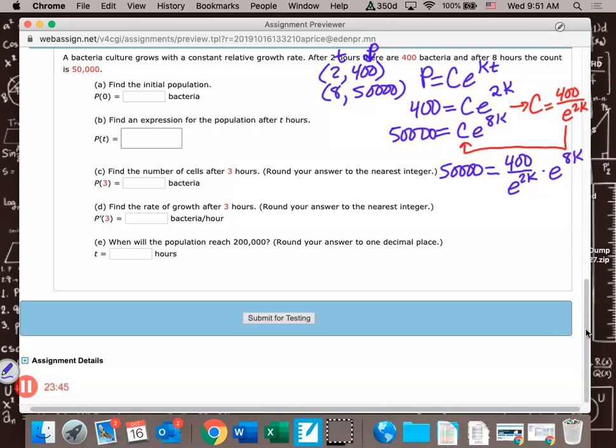All right. What's e to the 8k over e to the 2k? E to the 6k, right? So I get 50,000 equals 400 e to the 6k. What do I have to do next? Divide by 400. Don't start ln'ing just because you see an e somewhere. You've got to have the e by itself before you can natural log everything. So you've got to divide by 400 first. So I'm going to kill off a couple zeros. 500 divided by 4 is 125. So I get 125, but you have to do your own numbers for whatever you get.